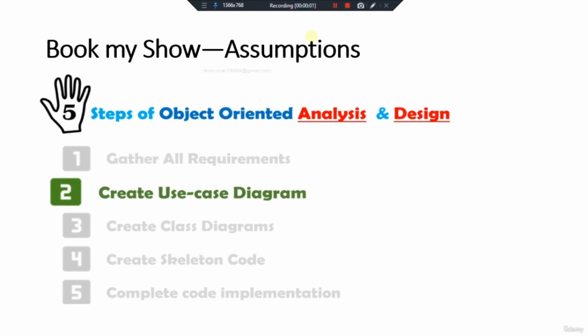Welcome back. In this section, we are going to discuss the second step, that is creating the use case diagram. Creating a use case diagram for any system depends on the requirements that you have gathered in the first step. In a simple way, a use case diagram is nothing but a relationship between the actors and their actions. So we have to find out the basic parameters that give power to the use case diagram. Let's find out those parameters.